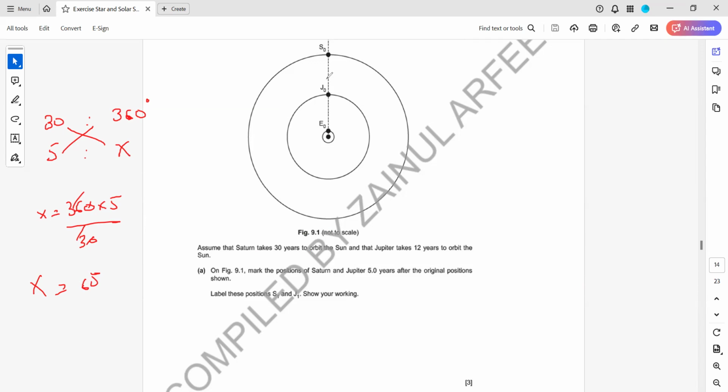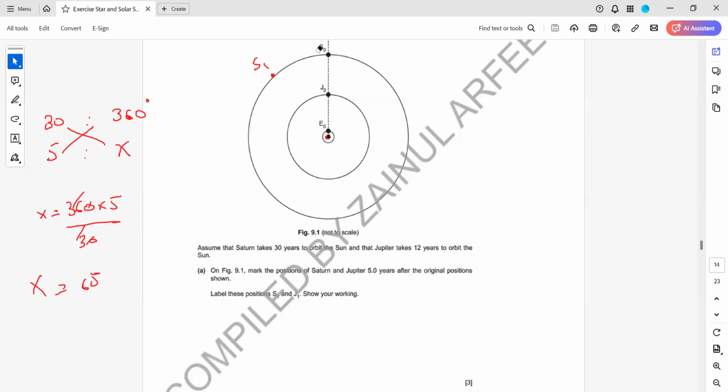So we place a protractor here. This will be the 0. Then 10, 20, 30, 40, 50, 60. So where we get 60, that will be the position of the Saturn. We call it S1 on the orbit of the Saturn.